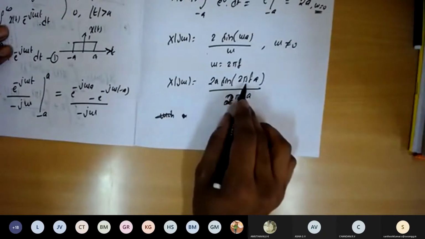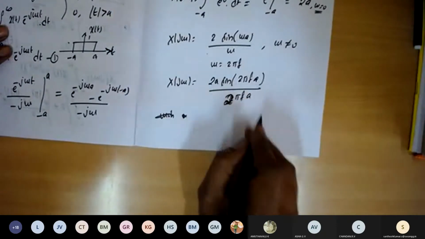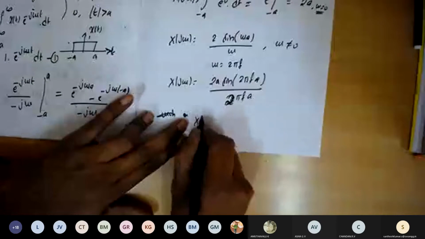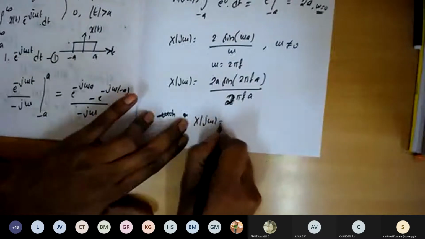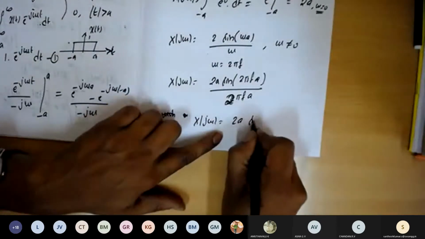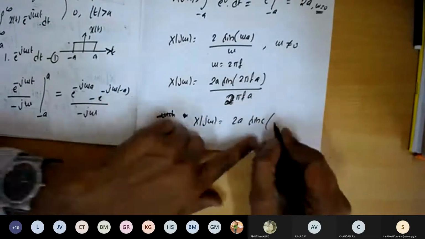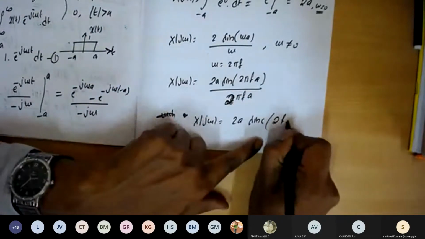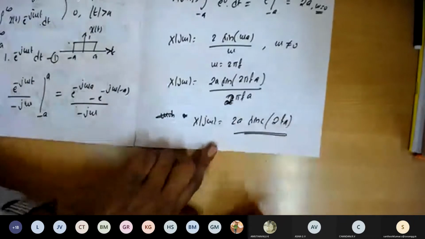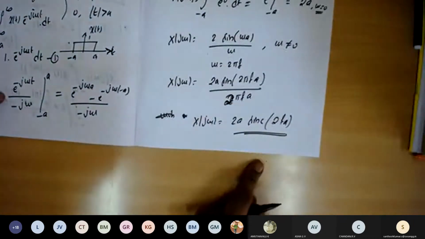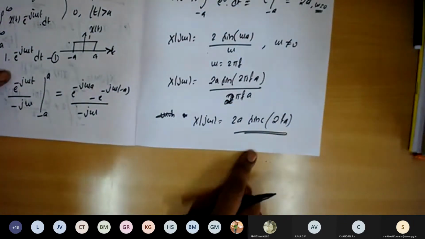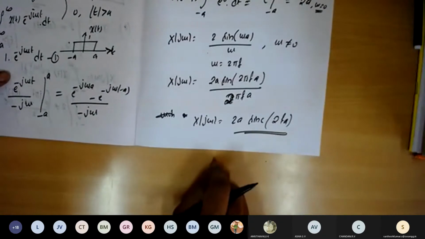So this will become 2a sinc 2fa. This can be expressed as X of j omega equal to 2a into a sinc, only we are going to remove the pi here, and the remaining quantity stays as it is. So it is 2fa we are going to write here. This is called a sinc function.